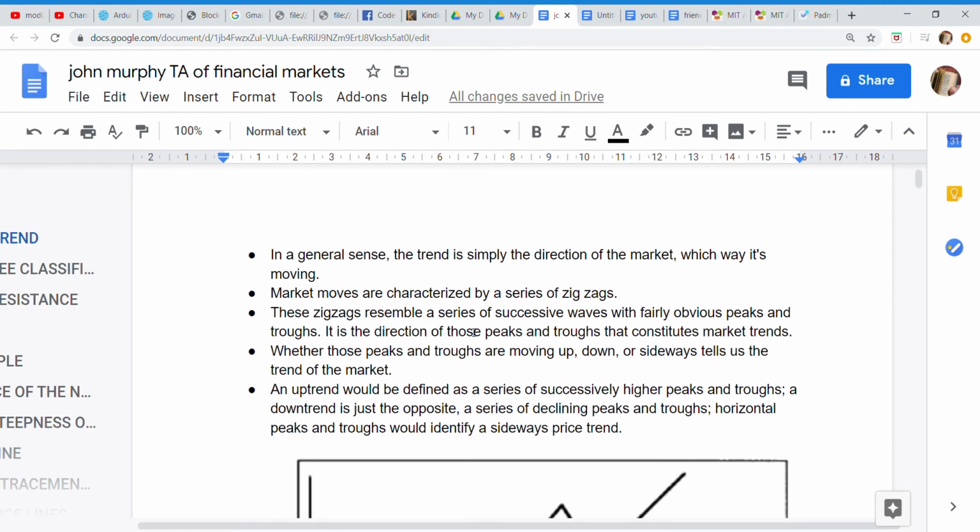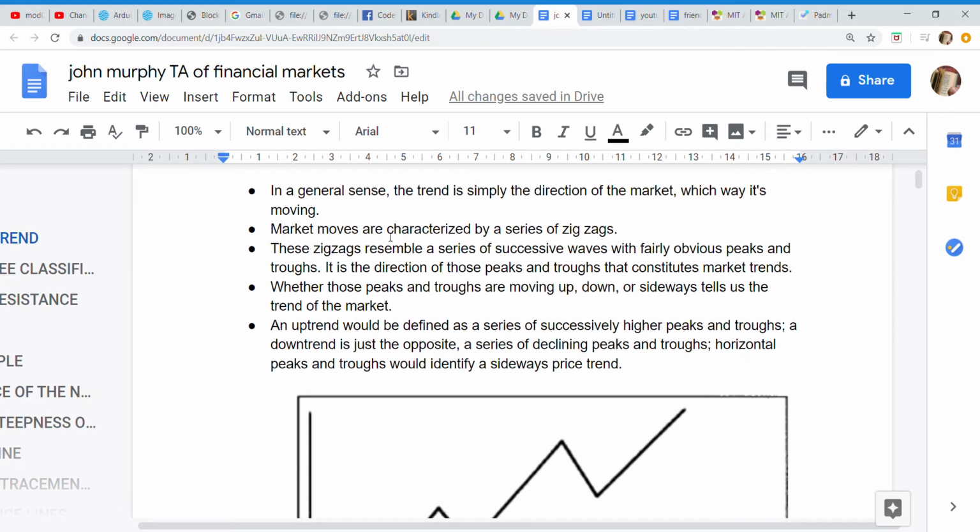First, the definition of trend. Let's read this. In a general sense, the trend is simply the direction of the market, which way it's moving. Market moves are characterized by a series of zigzags. These zigzags resemble a series of successive waves with fairly obvious peaks and troughs. So a trend is simply the direction in which the market is moving.